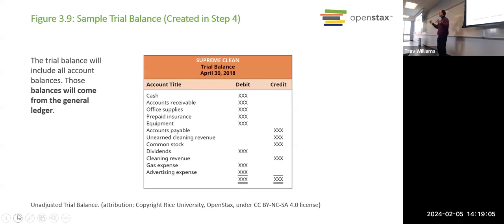So we would take those balances from all those accounts, put them here, add them up. Again, our debits will equal our credits. Right?